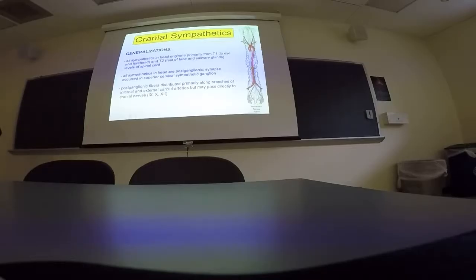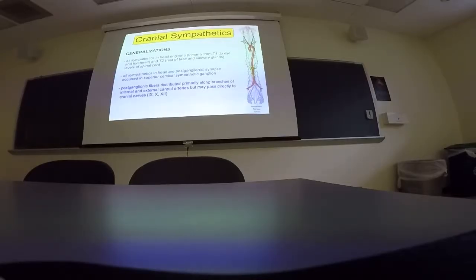Okay, well, interesting. So all sympathetics originate mainly from T1. They all originate from T1 to L2, and that stuff in the head is coming mostly from T1 and T2. So the upper part of the preganglionic sympathetics are coming from the upper part of the thoracic levels of the spinal cord.